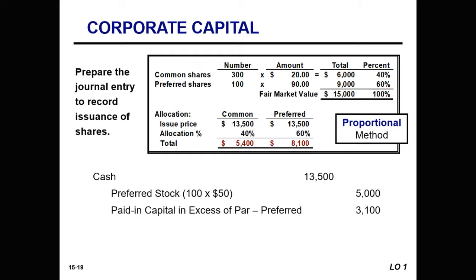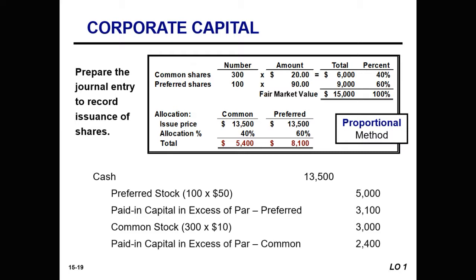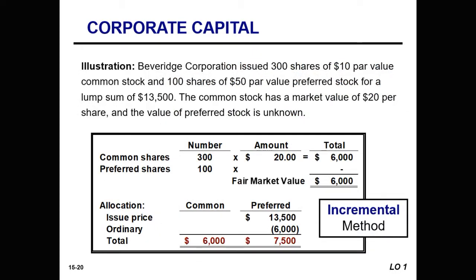Our common stock had a $10 par value, so for 300 shares, we will credit $3,000 to common stock, with $5,400 attributable to it from the transaction. That leaves us with $2,400 of paid-in capital in excess of par common.